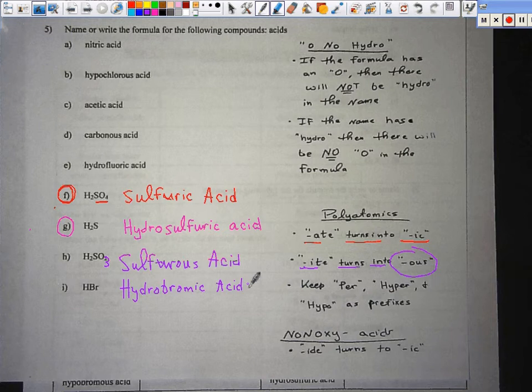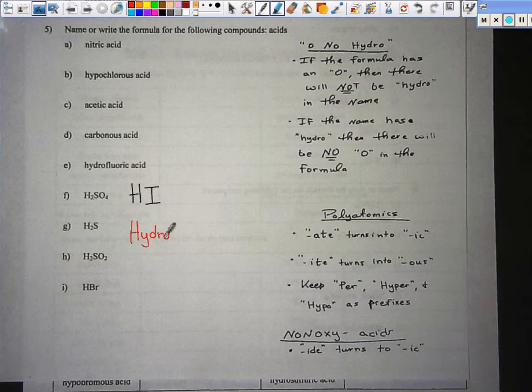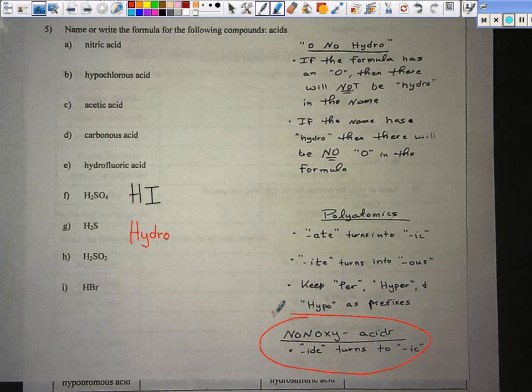All right. So let's go to the strong ones. Let's do the single one that we haven't done yet, and that's HI. As soon as you see this, is there an oxygen? So what do you need to put? Hydro. So you already know that. All right. Since it's hydro and it's not a polyatomic, will the ate and ite thing matter? No. So instead of it being ide, it is now what? ic. So right here, non-oxy acids. Look at the very bottom. What does non-oxy mean? No oxygens. So ide turns into ic.